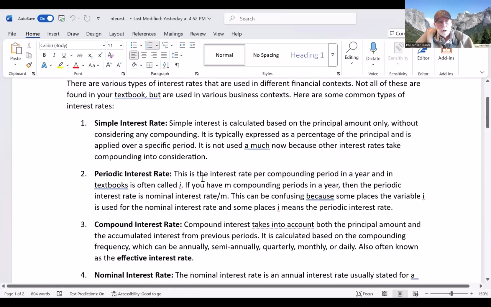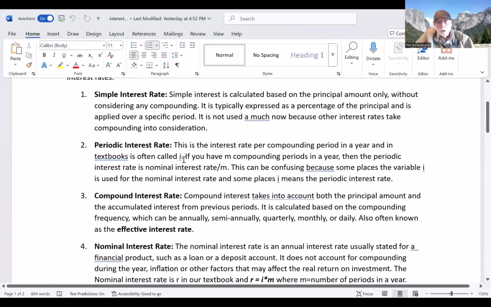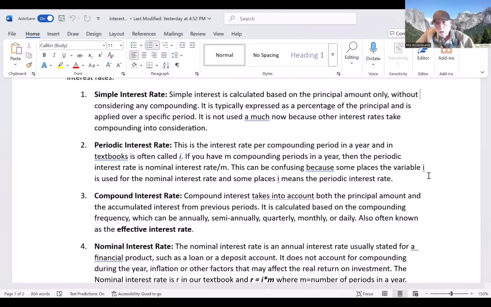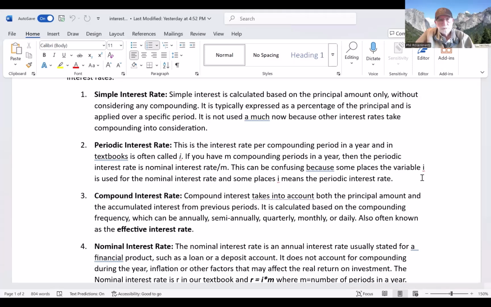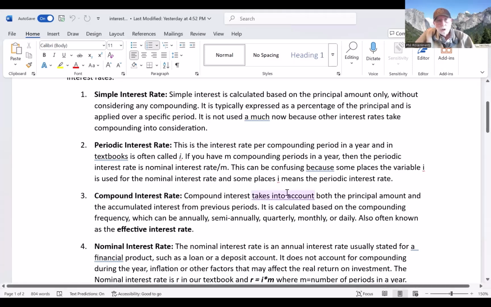But let me move on. Periodic interest rate is one we use all the time. It is the interest rate per period. If the period is a year, then it's an annual interest rate. If the period is monthly, then it's the interest rate per month. So it's the annual interest rate divided by 12. If it's by quarter, it's the annual interest rate divided by 4. If it's semi-annual, et cetera, et cetera. This is one we use all the time.